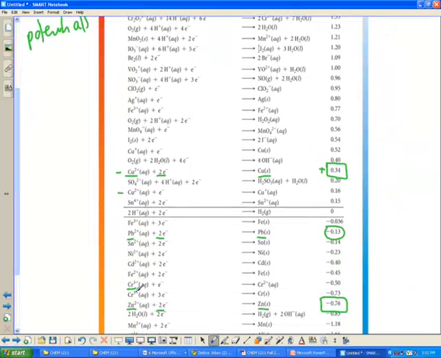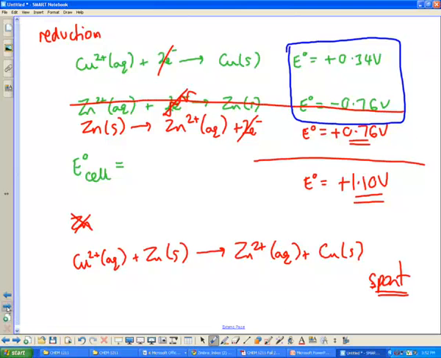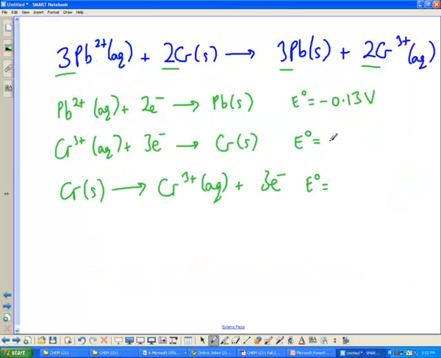So, chromium 3, chromium 3. Well, there's 2 of those, but which one do we want? Well, we want the one that ends in solid. So therefore we want that negative 0.73. We don't want the one above it because that ends in chromium 2+. So that's negative 0.73 as written. So therefore that is negative 0.73 volts. So if we were to flip it the way we have done down here, this would then be positive 0.73 volts.